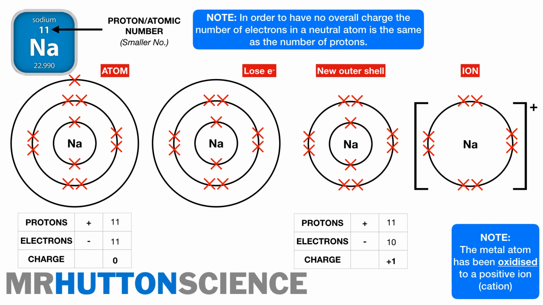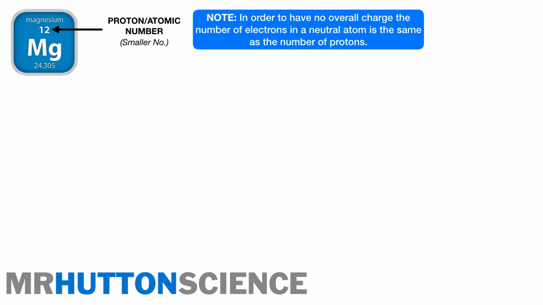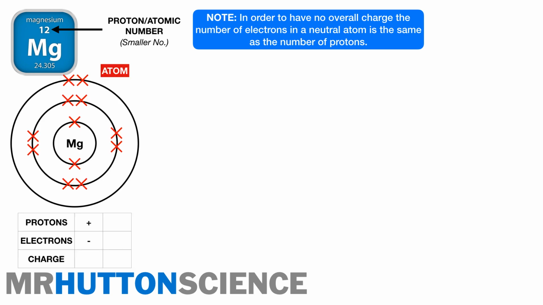Okay, so now we're going to look at magnesium. Magnesium has a proton number of 12, so it's got 12 protons. So you should know straight away now, how many electrons does it have? 12, yeah, exactly. So we're going to draw out the atom now. There we go. So we've got our 12 electrons. Then we can fill the table. 12 protons, 12 electrons, neutral charge overall.